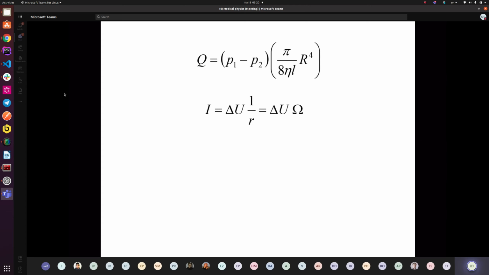Following the flow formula, just to simplify it, we can say that this is a current. This is the difference of the potential, delta U. And 1 divided by R, this is the resistance. Actually, 1 divided by R we can call the conductivity, omega, and that is why the current is equal to the difference of the potential times omega. This is like from electricity.